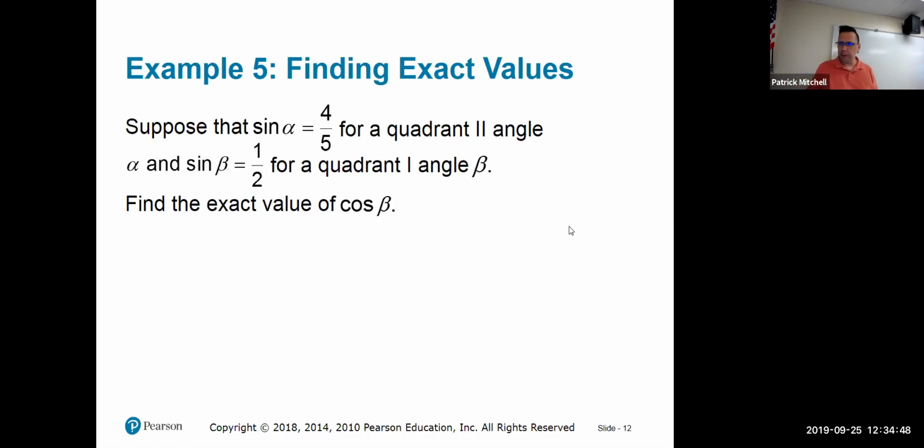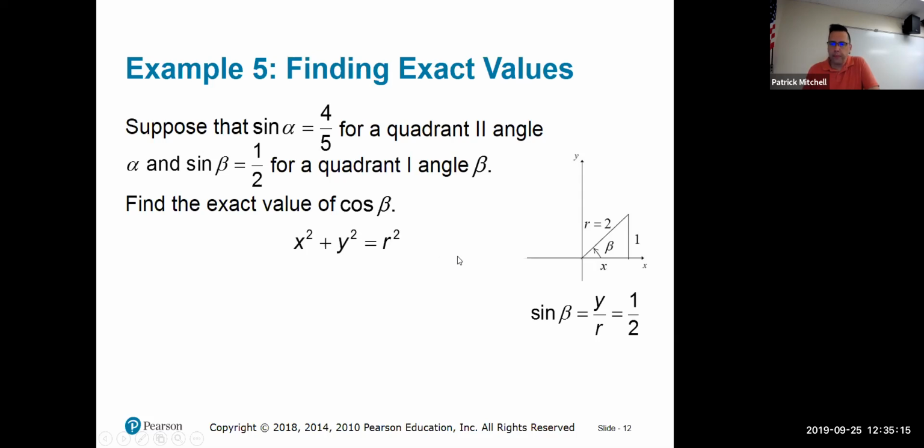Okay, so hopefully you've had a chance to try that. Again, very, very similar to example 4. First of all, the sine is still y over r. So y over r is 1/2. This time beta is in quadrant 1. So that picture looks something like this. And we're looking for cosine beta, and that's x over r. So I do need x. Using the Pythagorean theorem, x squared plus y squared equals r squared. Gives me x squared plus 1 squared equals 2 squared.